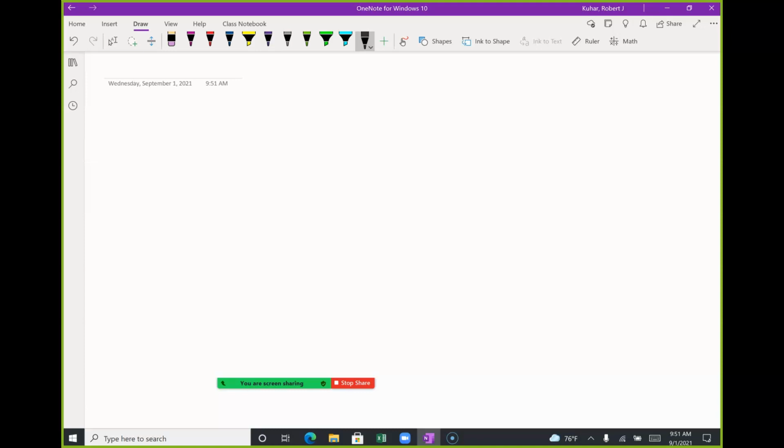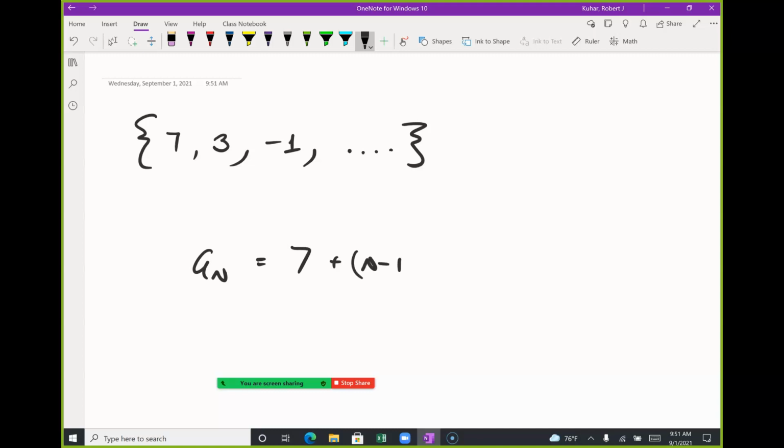So let's do another arithmetic sequence. Let's say 7, 3, -1, right? So it looks like I'm subtracting 4 here. You agree? Yeah. So we could take the quick way out of this and say that a sub n is 7 plus an n minus 1 times that -4, right? So I'll put that in front. Minus 4, minus 4 times n minus 1.